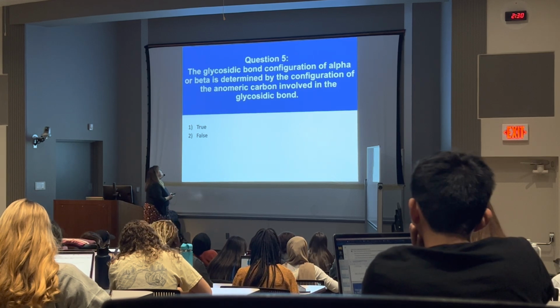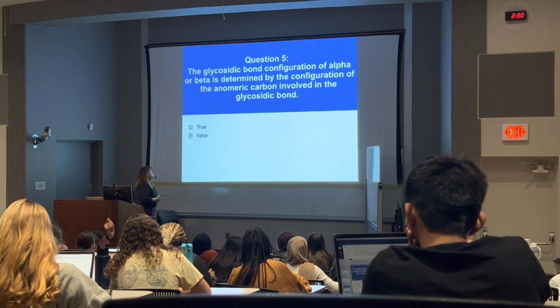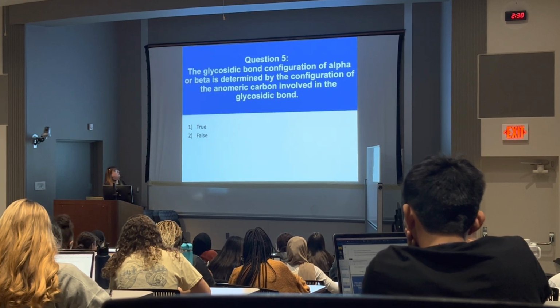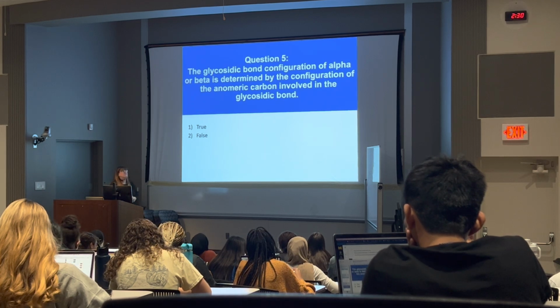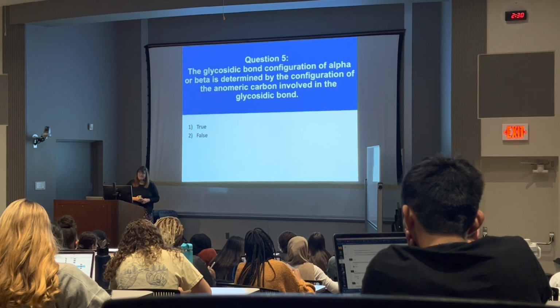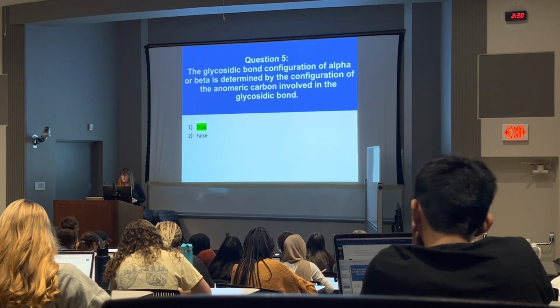Question 5. The glycosidic bond configuration of alpha or beta is determined by the configuration of the anomeric carbon involved in the glycosidic bond. Yes, that is true.